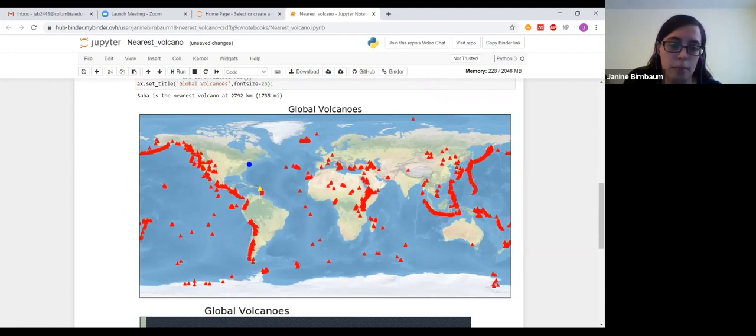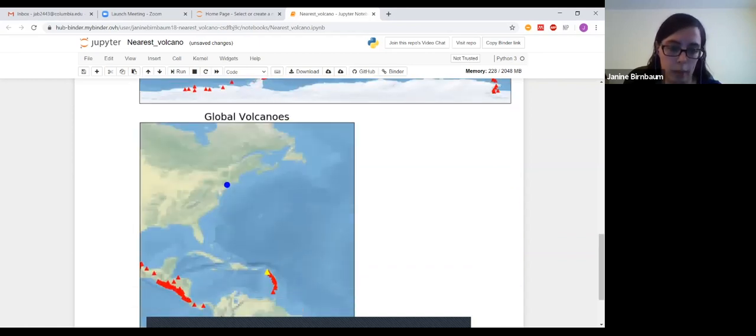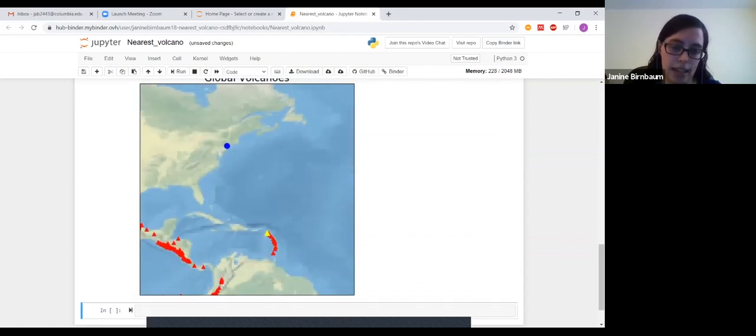So here I am at the blue dot, and you can see this yellow triangle here. That's the closest volcano to me, Saba. Of course, this volcano is not erupting right now, but it has erupted sometime in the last 10,000 years. We can zoom in a little bit and see that it's here in the Lesser Antilles. So I think that might be surprising for a lot of people. If you live on the East Coast, the closest volcano to you probably is in the Lesser Antilles and not actually in the United States.